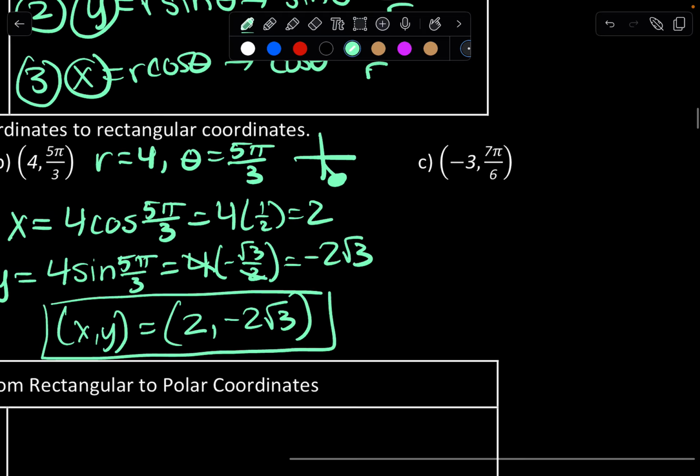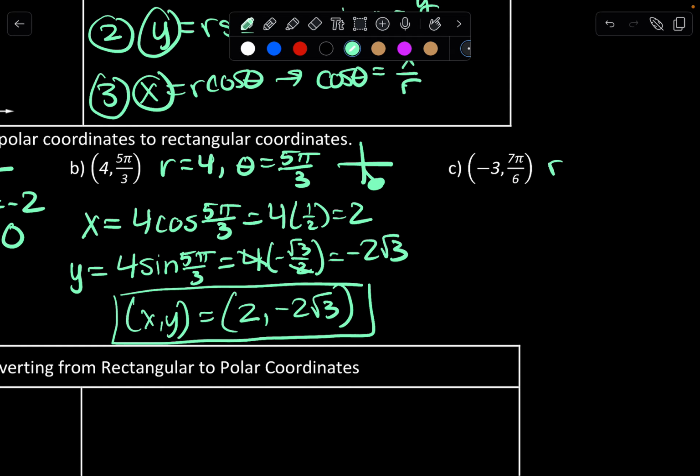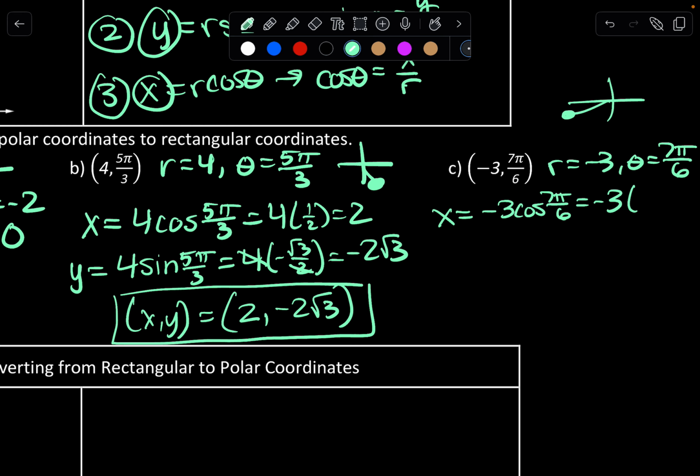All right, the last example is going to be C. My r is -3. Theta is equal to 7 pi over 6. X is equal to r cosine theta, so -3 cosine 7 pi over 6. On the unit circle, 7 pi over 6 is in the third quadrant, so I'll have -3 times -√3 over 2, which is equal to 3√3 over 2.